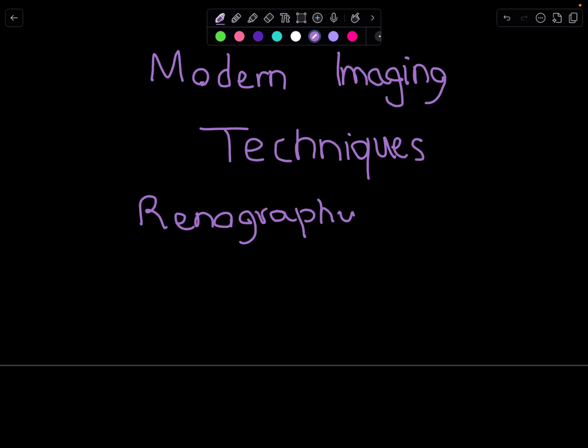No problem. Let's break down these imaging techniques for kidney assessment. They're not just fancy words, they're powerful tools. Renography, often done with a radioisotope, tracks how kidneys filter and excrete a tracer, showing blood flow and function. It's great for detecting blockages or reduced function.